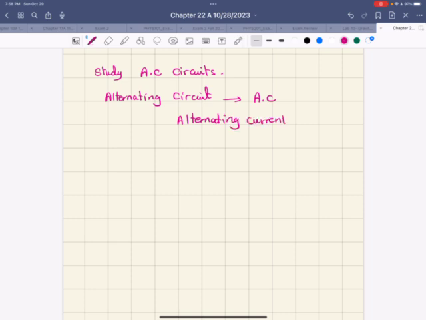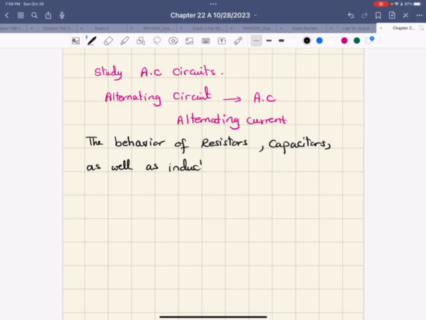We will study here the behavior of resistors, capacitors, as well as inductors.